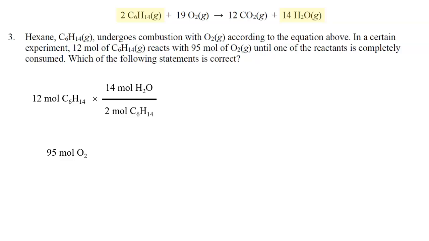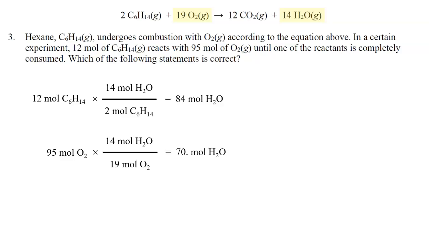And if I pick up my calculator and do 12 times 14 divided by 2, I get a value of 84 moles of H2O that are produced. Now I have to repeat that process starting with 95 moles of O2. So looking at the coefficients in the balanced chemical equation, I see that 14 moles of H2O are produced for every 19 moles of O2 that are consumed. I pick up my calculator and do 95 times 14 divided by 19, and I get a value of 70 moles of H2O. So now I have enough information to answer question 3.